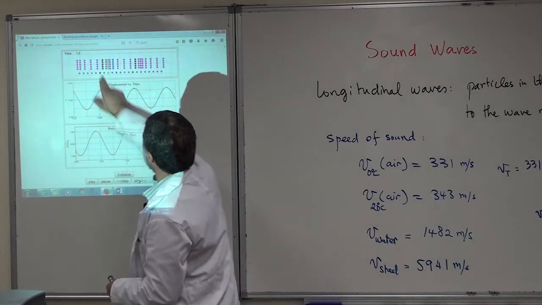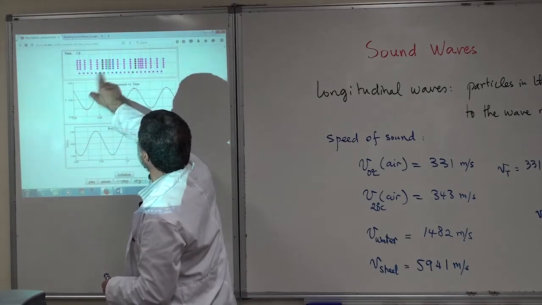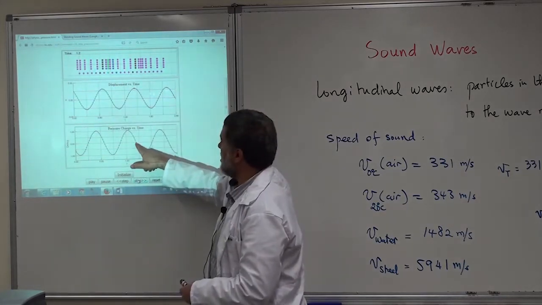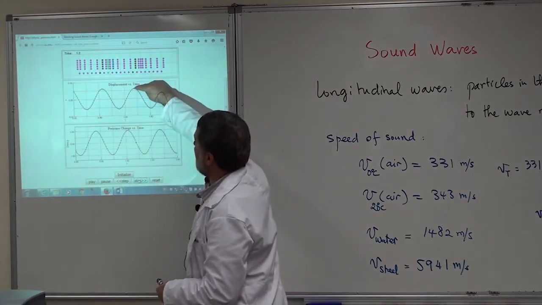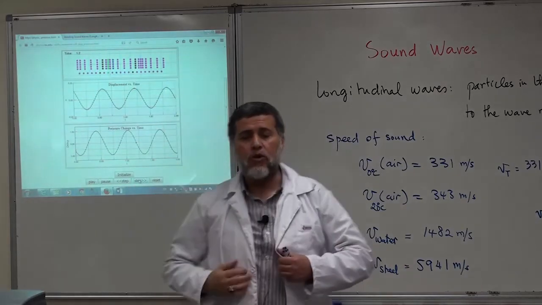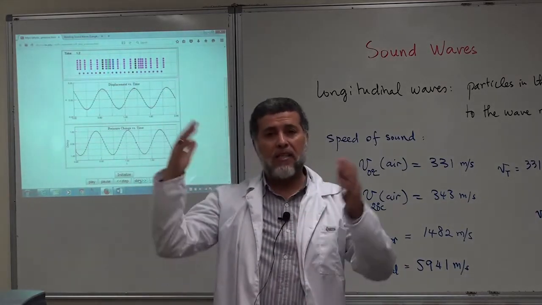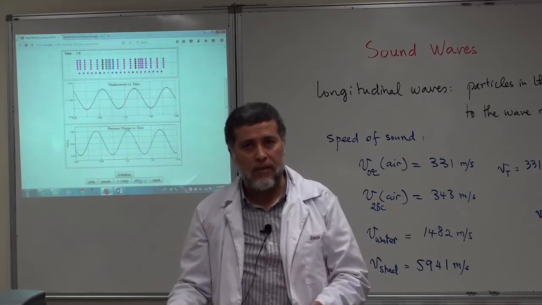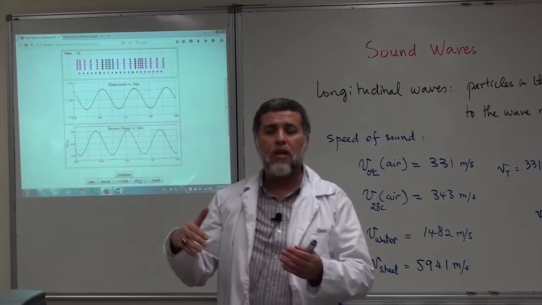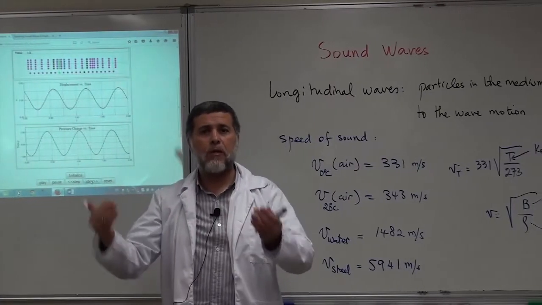It's very close. You see here, the distance here is exactly the same as the distance here. So there's no pressure variation. It's normal pressure, but displacement is very high. So what do you notice here? You notice that when the displacement is maximum, the pressure variation is minimum, 0. And when the pressure variation is maximum, displacement is 0.